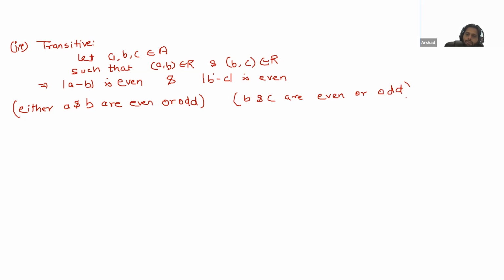So what is meant by this? We know that if we subtract two odd numbers, then we will get an even number. For example, 3 minus 1, we will get an even number. Similarly, if we subtract two even numbers, then we will get an even number. Okay, you know this point. If you subtract two even numbers, you will get an even number. So the same thing we have written over here: the modulus of A minus B is even, that means either A and B are even or odd. Modulus of B minus C is even, then either B and C are even or odd.